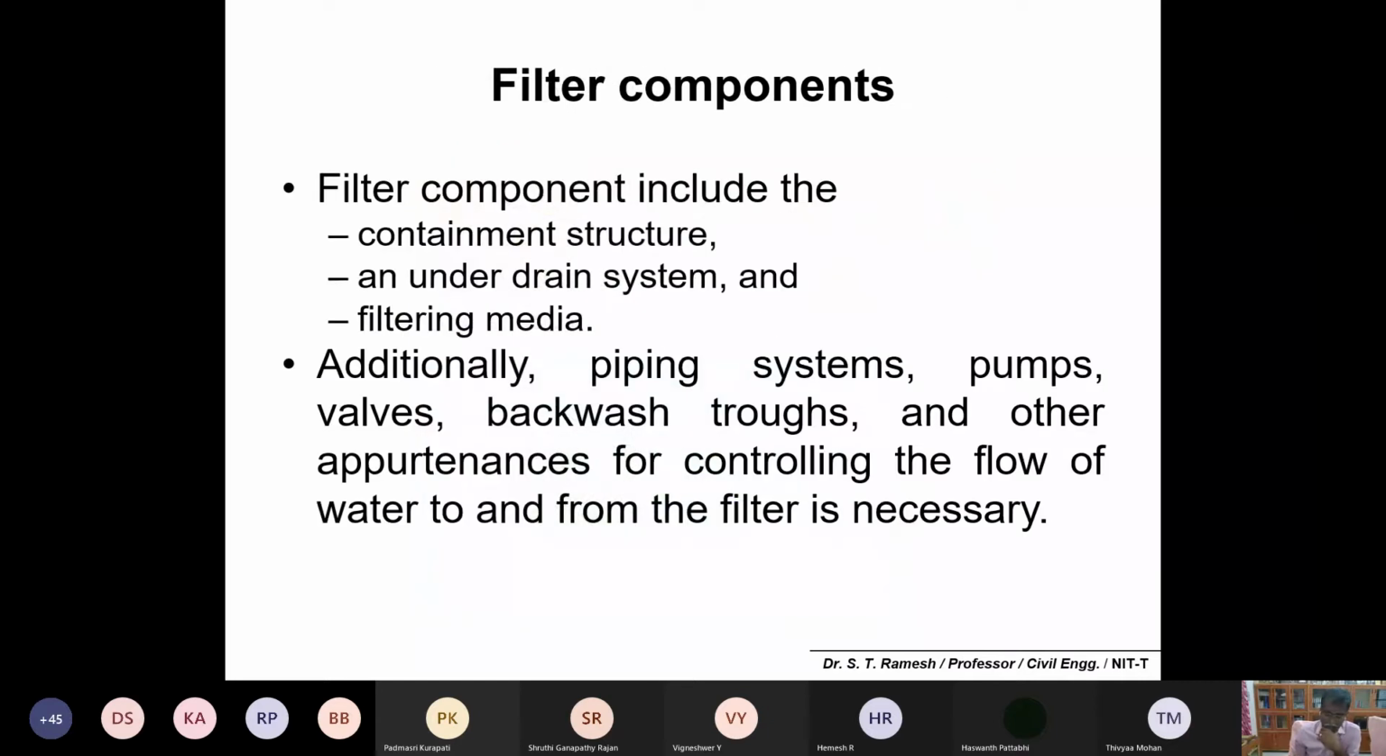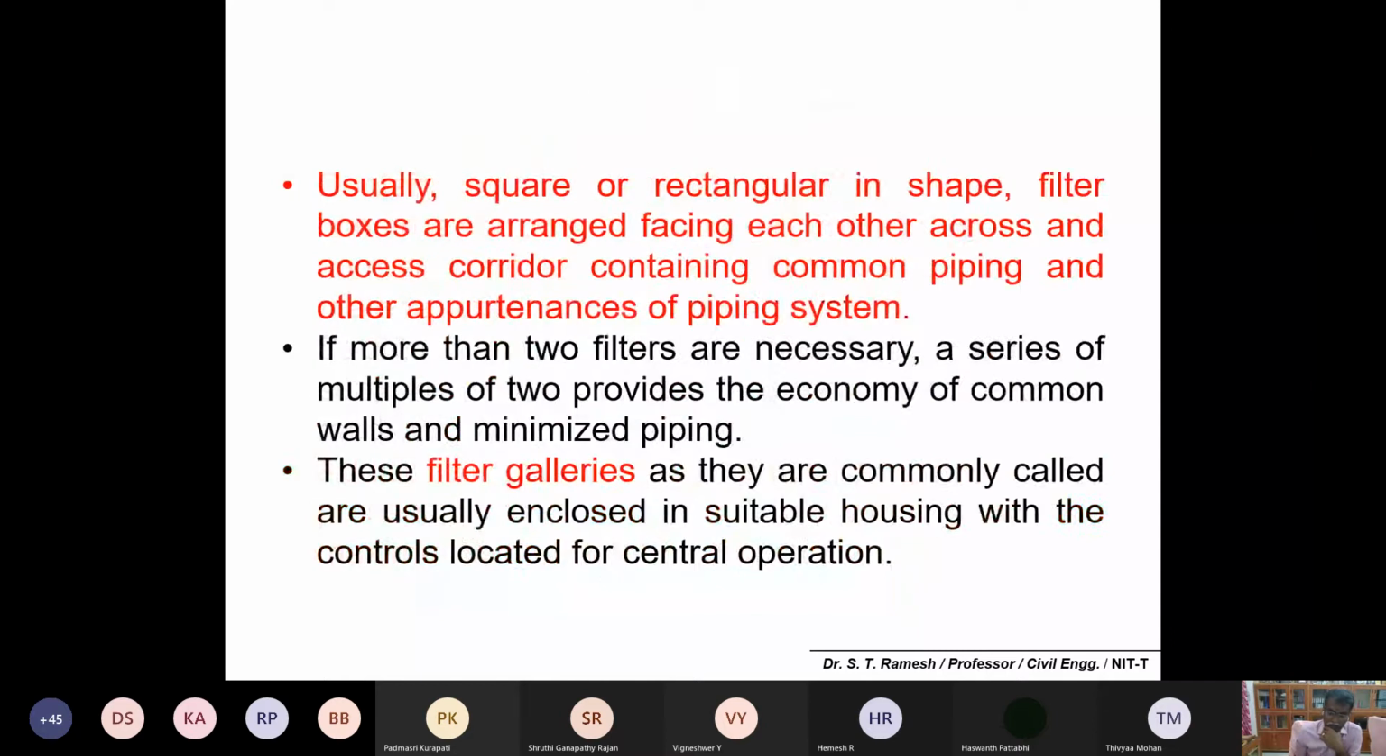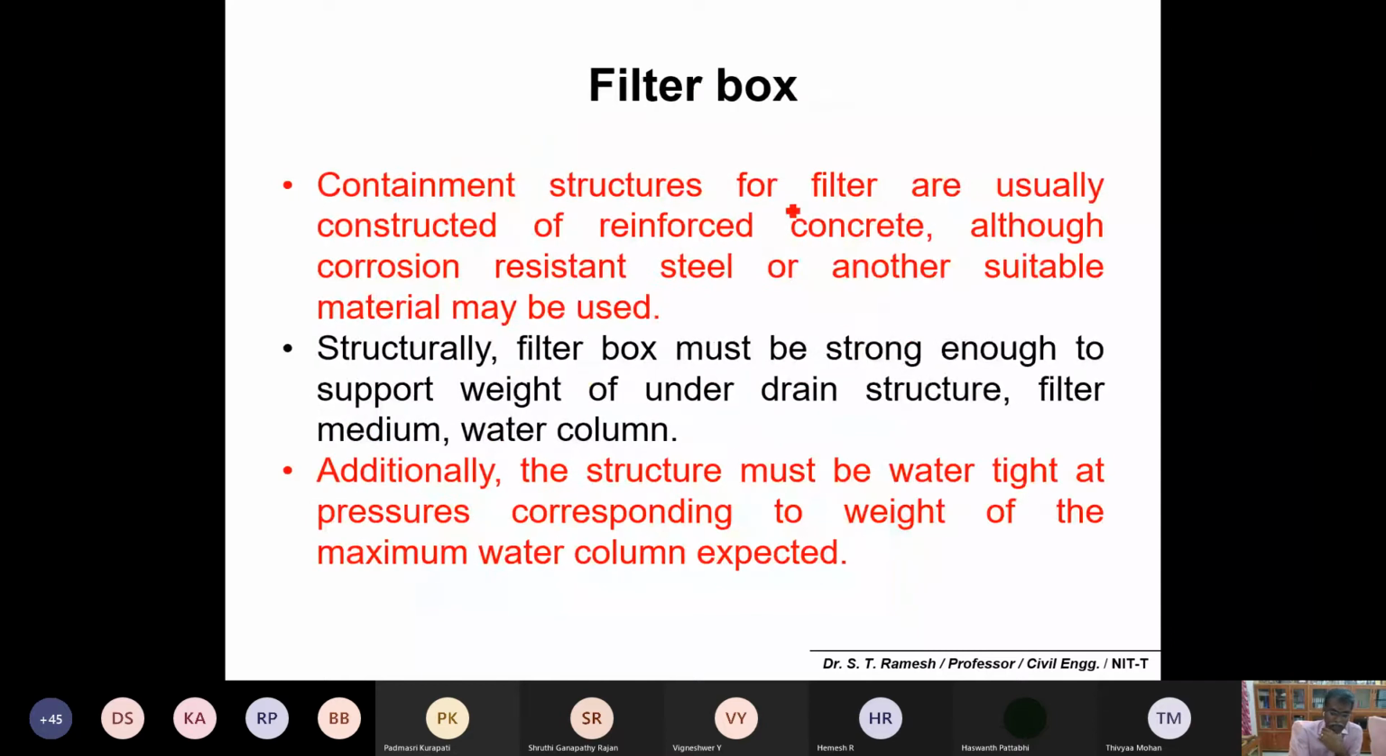These are the filter components we have discussed. Number one is your filter box, usually constructed in reinforced concrete or otherwise corrosion resistant steel. You have to be very cautious to design the filter box because it has to withstand water column pressure, as well as the self weight of the sand or filter bed, as well as your under drain system. That is important. Additionally, the structure must be watertight and withstand pressure corresponding to the weight of the maximum water column expected.